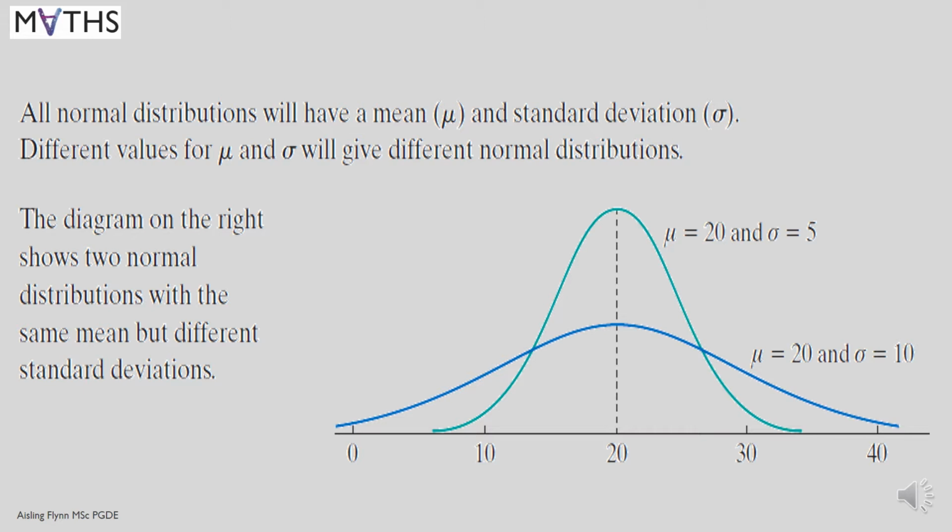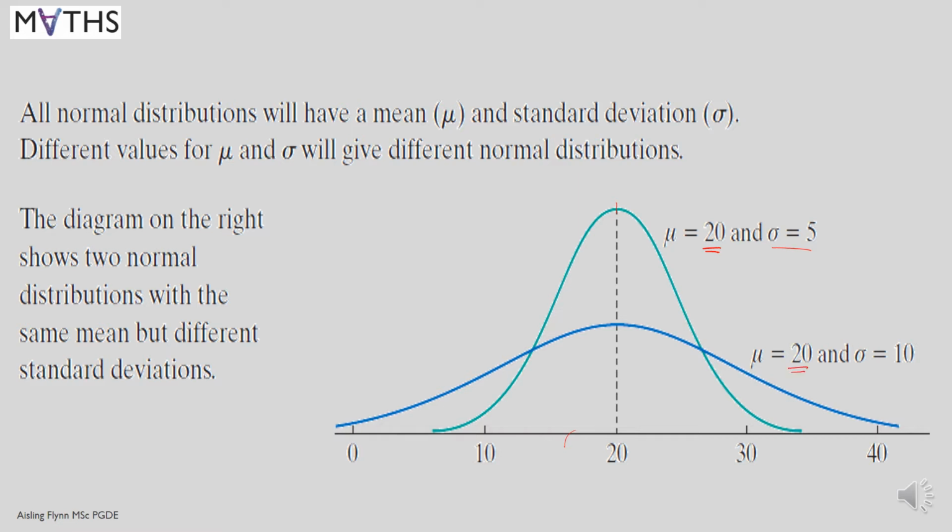Let's look at the green curve first. It has a mean of 20, so the peak is above 20, and it has a standard deviation of 5. So on average the values are within 5 of 20. It's quite a narrow curve. They're quite close together, so it's a tall, narrow bell curve, but it is still symmetrical and it is still a normal distribution.